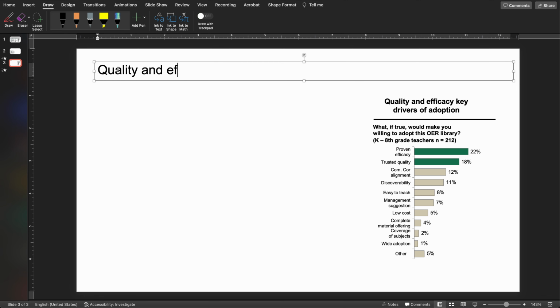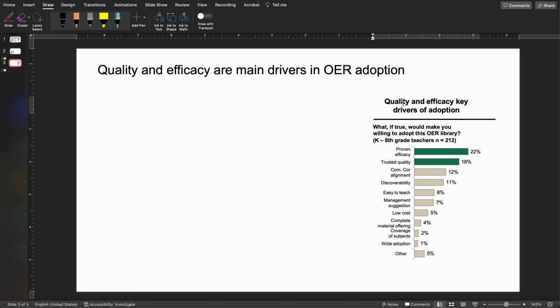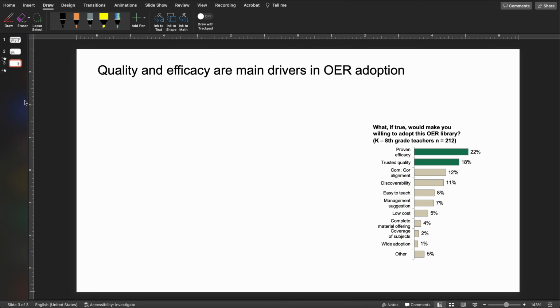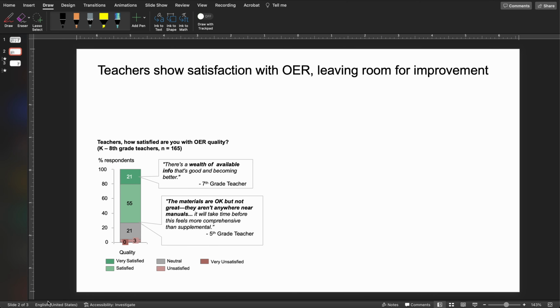Quality and efficacy are main drivers in adoption. Now that we've focused on the story by streamlining the layout, let's see how we can help make the data pop more visually. In this case, we want to pump up the key figures to be stronger, and we can add color coding to reinforce the connection between the story and the data.